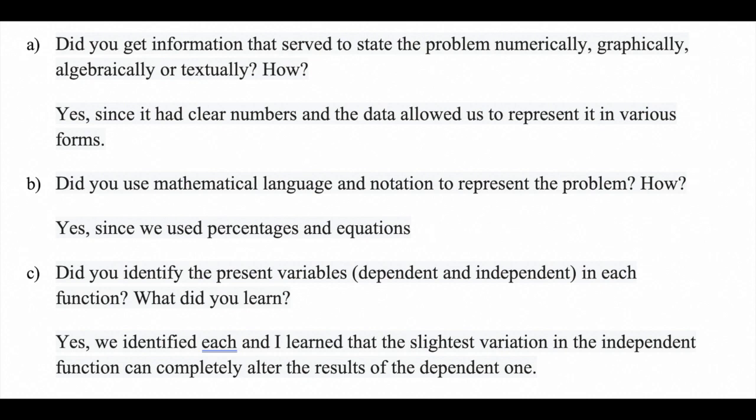Did you get information that served to state the problem numerically, graphically, algebraically, or textually? How? Yes, since it had clear numbers and the data allowed us to represent it in various forms. Did you use mathematical language and notation to represent the problem? How? Yes, since we used percentages and equations.